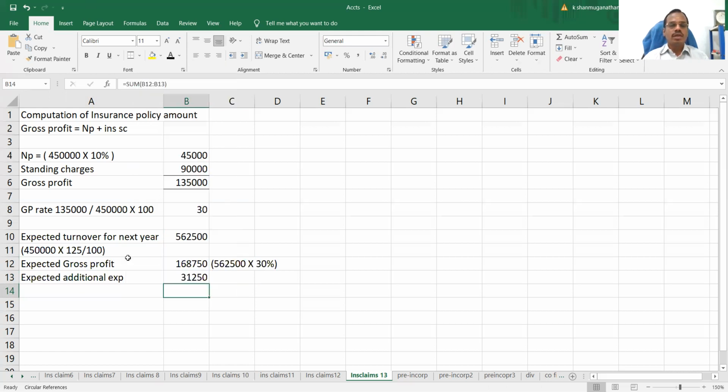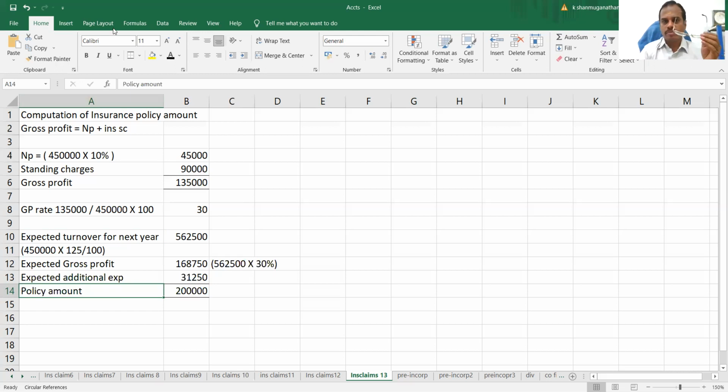This is what the trader should insure. This is what the trader should take the policy for. This is your policy amount, so that policy amount is 2 lakh. This is how the answer can be arrived at. This sort of question was asked in the past also, so the concepts covered are important. I hope all of you are clear with the solution.